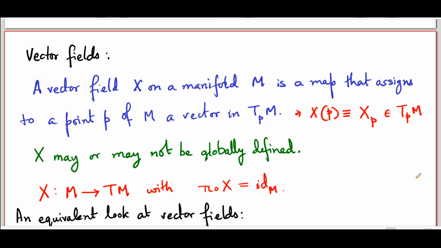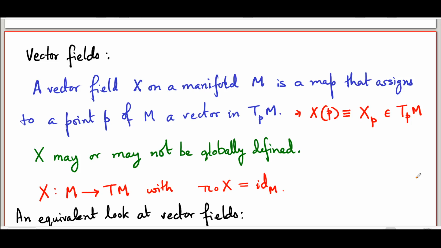Now, just as we can think of a vector field as a map from the manifold M to the tangent bundle TM, there is an equivalent way of looking at vector fields as a map which acts on C infinity of M to produce C infinity of M. So something which acts on smooth functions to produce new smooth functions. Strictly speaking, this should be a different map. Of course, X has M as its domain and TM as its range, whereas this new map has C infinity of M as both its domain and range.